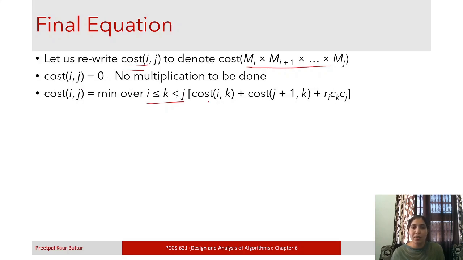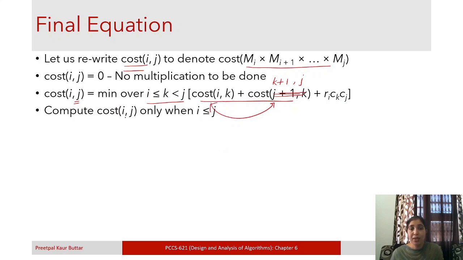where k varies from i till j minus 1. So you have the cost of the subproduct starting from i to k, and the cost of the subproduct, here there is a mistake, it will be k plus 1 till j. Because the second subproblem will start from the matrix m_k plus 1 till j, because the last matrix here is j, plus the cost of multiplying these two subproblems together, which is r_i into c_k into c_j.